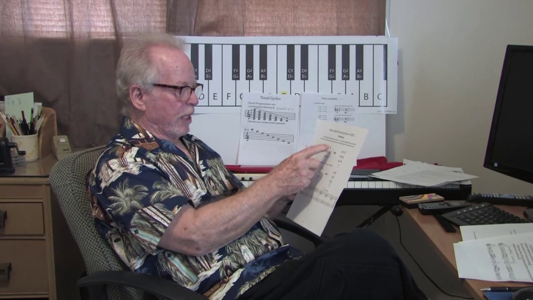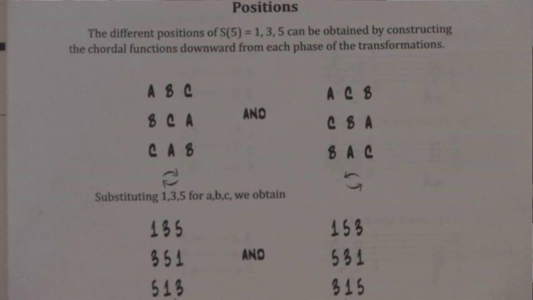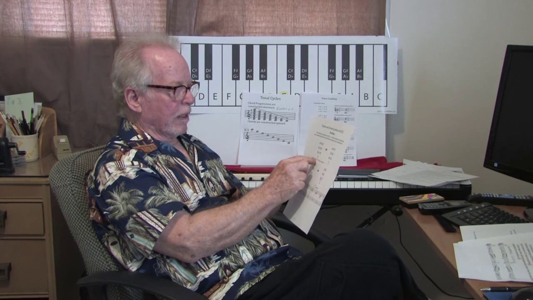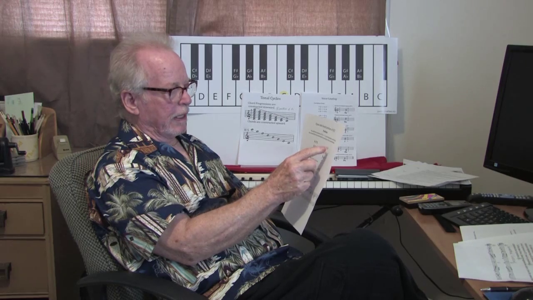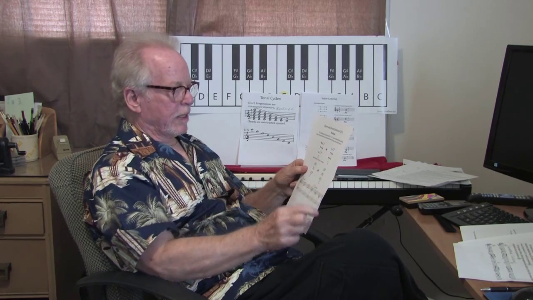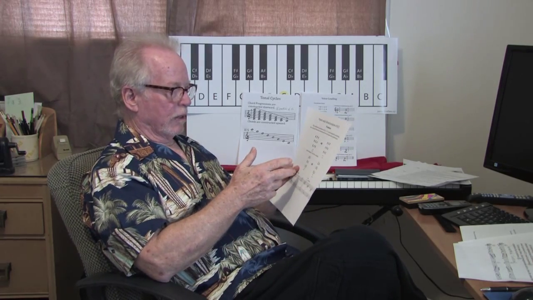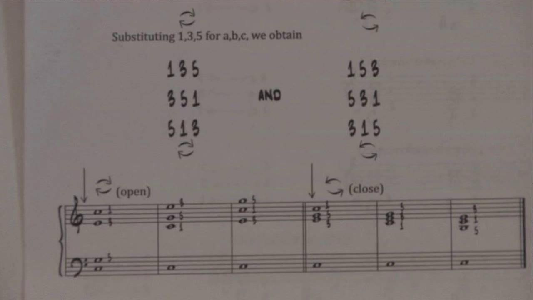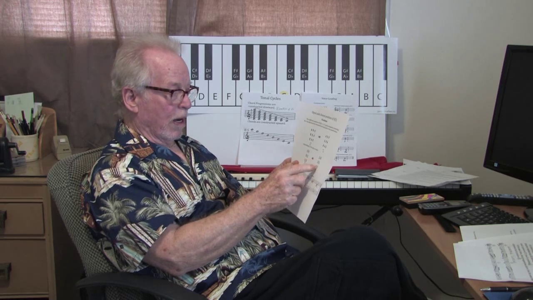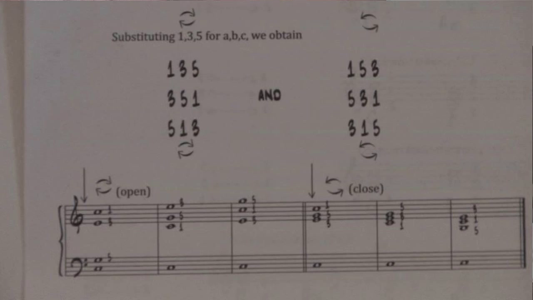So you have ABC. In clockwise, then you'd have BCA, CAB. Counterclockwise, ACB, CBA, BAC. Now let's put those in terms of numbers. 1, 3, 5: root, third, and fifth. In clockwise motion, it's 1, 3, 5, then 3, 5, 1, 5, 1, 3. In counterclockwise, it would be 1, 5, 3, 5, 3, 1, and 3, 1, 5.